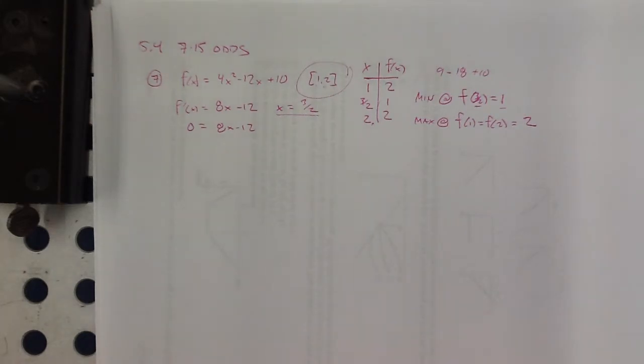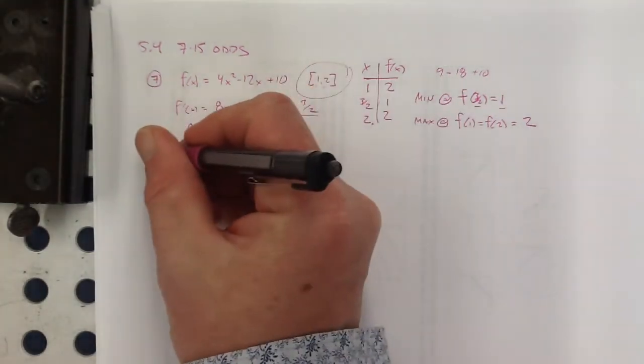5/4. Oops, I just looked at the wrong thing here. 5/4. Yep, we're good. All right, let's stick a bookmark in there and move on to number 9.